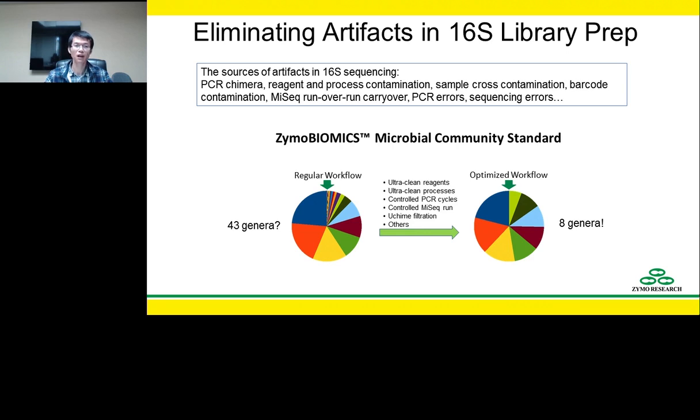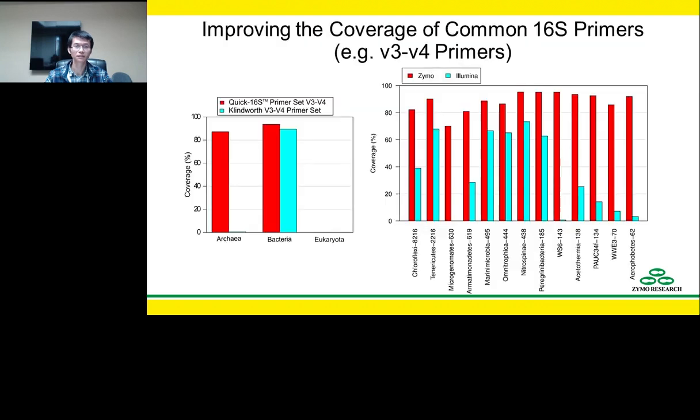So after a series of optimizations, this is the profile we currently have when using an optimized workflow, and only 8 bacterial genera were identified, which agrees almost perfectly with the theoretical composition of the standard.